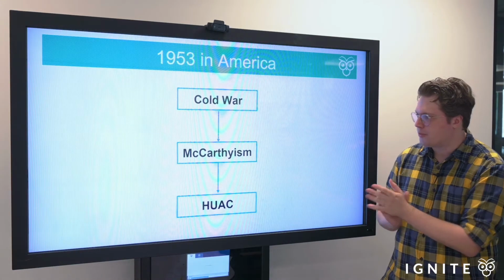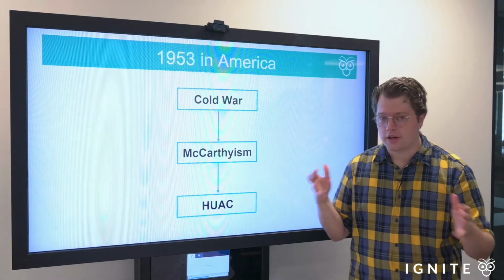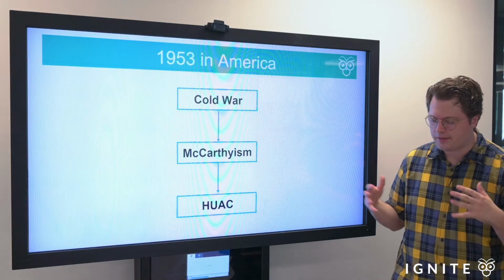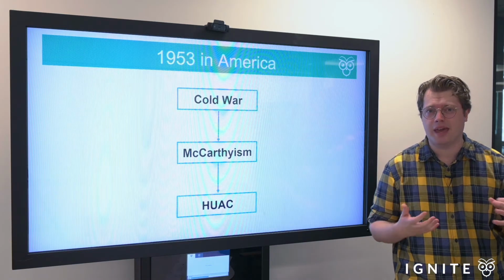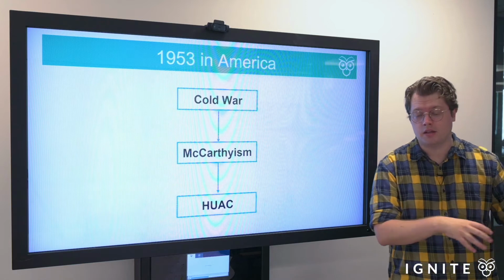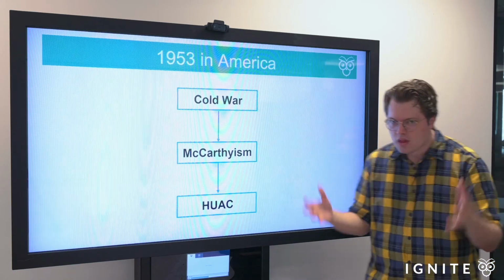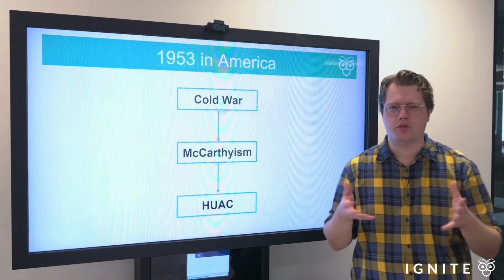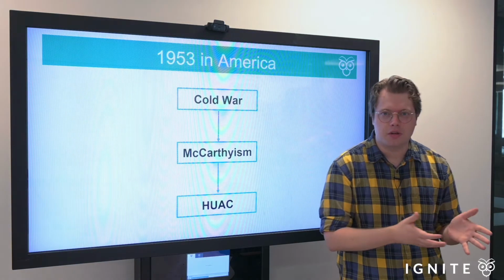So Senator Joseph McCarthy was a senator for Wisconsin from 1947 to 1957, so a 10-year period there. And in 1950 he gained notoriety when he claimed he had a list of people in the State Department who were secretly members of the Communist Party. This was part of what's called the Second Red Scare, where red is a symbol for communism.